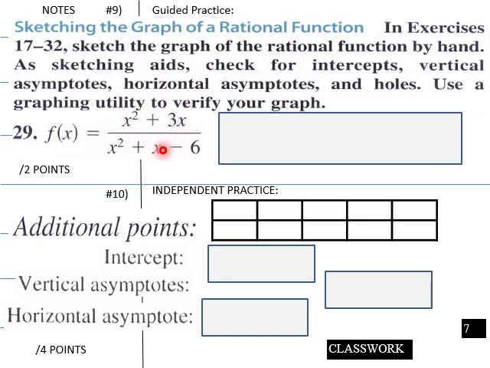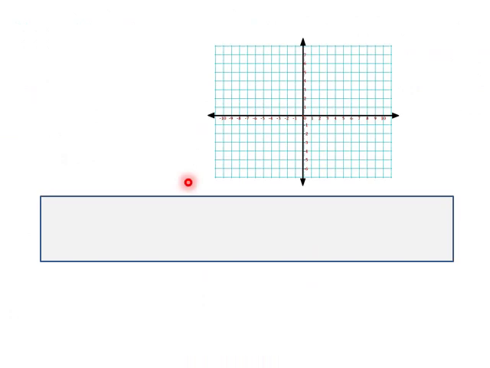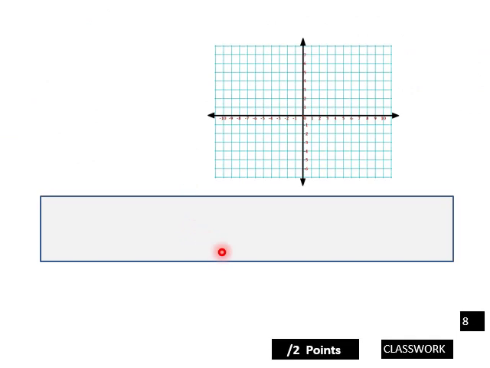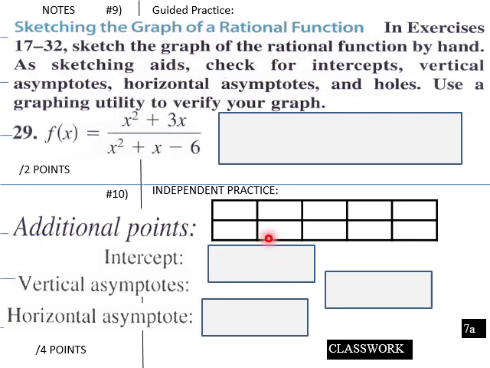So let's try one of these now. x squared plus 3x over x squared plus x minus 6. And this goes on your class worksheet. This is what you're seeing on your class worksheet.